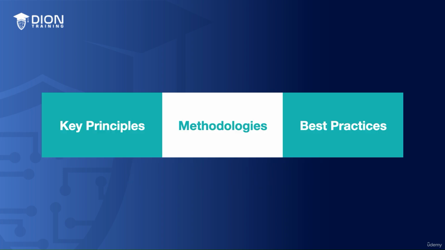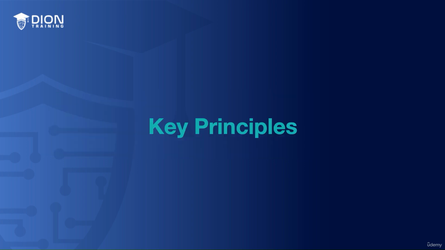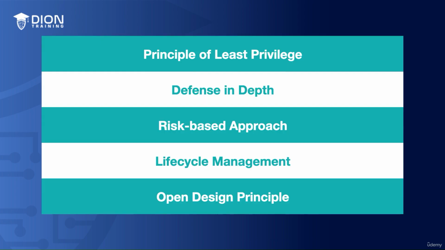So, in this lesson, we're going to go through some key principles, methodologies, and best practices that you can use to make more informed decisions when you're selecting effective controls inside of your organization's network infrastructure. Now, first, let's talk about some key principles. When it comes to selecting effective controls, we should consider the key principles of least privilege, defense in depth, utilizing a risk-based approach, conducting lifecycle management, and focusing on open design principles to secure our infrastructure.